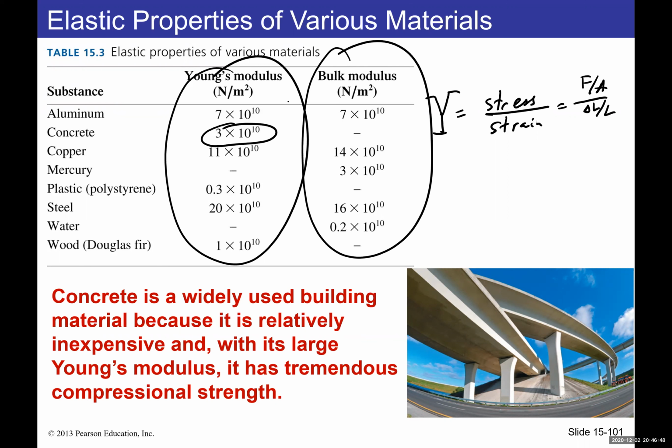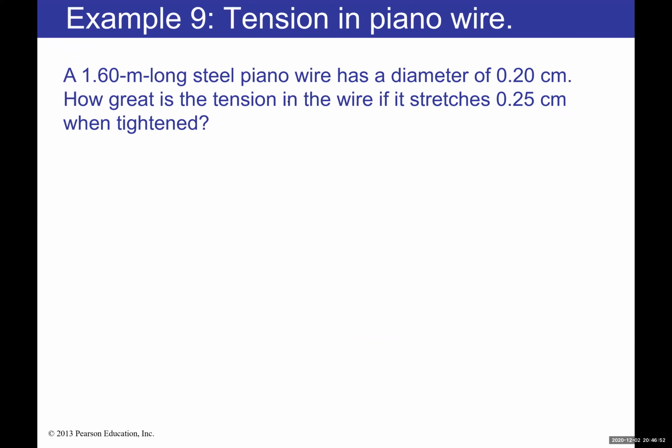Okay, so we're going to talk about that also. But let's look at this example here first for the Young modulus. We have a 1.6 meter long steel piano wire, which has a diameter of 0.2 centimeters. How great is the tension in the wire if it stretches 0.25 centimeter when tightened?